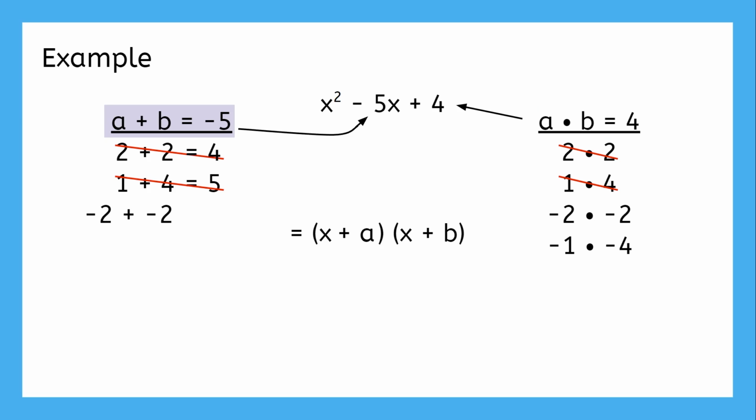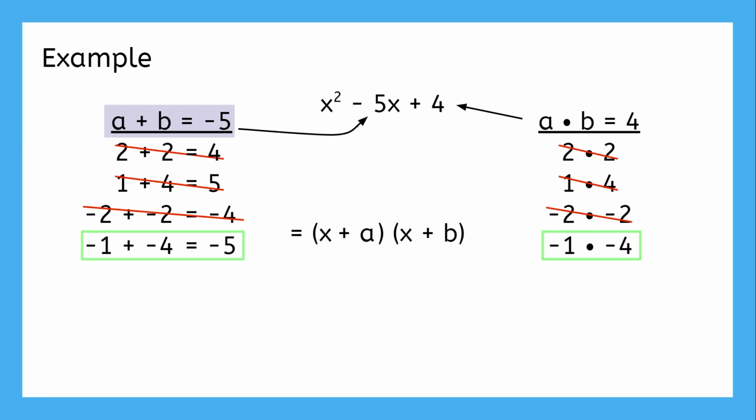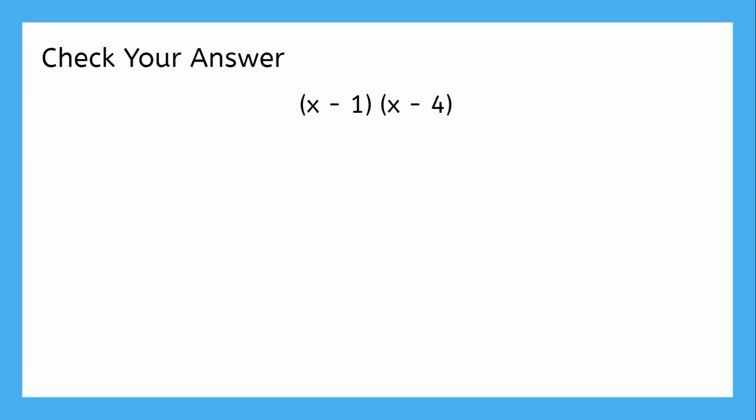Negative 2 plus negative 2? No, that makes negative 4, but it's negative, so at least we're on the right track here. How about negative 1 and negative 4? There it is, the number we've been looking for. So negative 1 and negative 4 are the big winners, making the factors x minus 1 and x minus 4. Don't forget to check your answer. Multiply these binomials together and see if you get the original quadratic function from that last example.